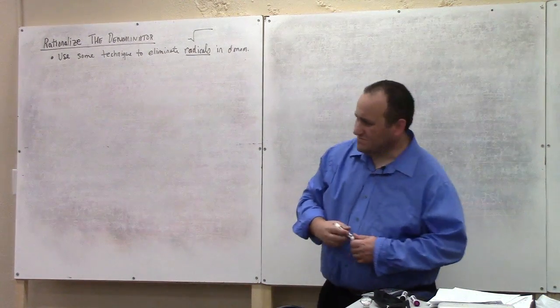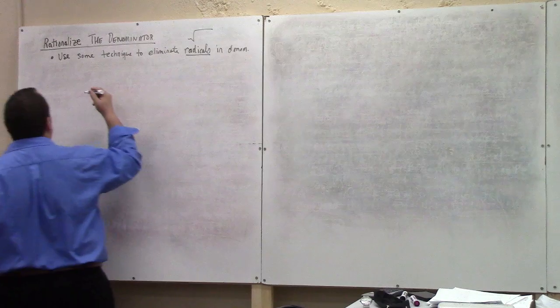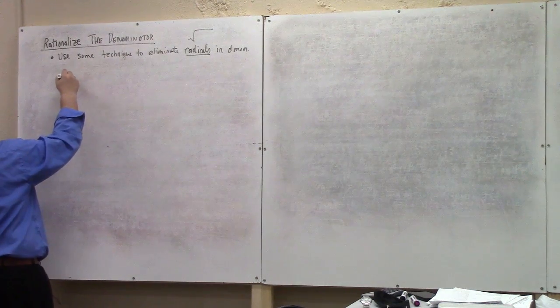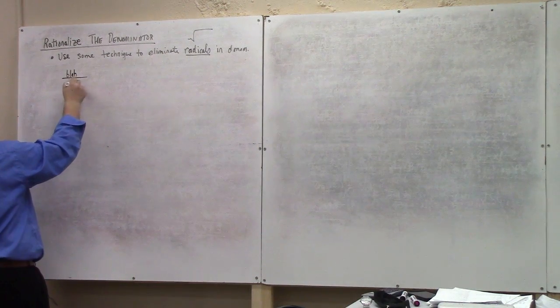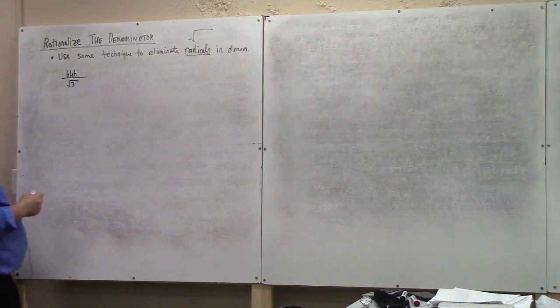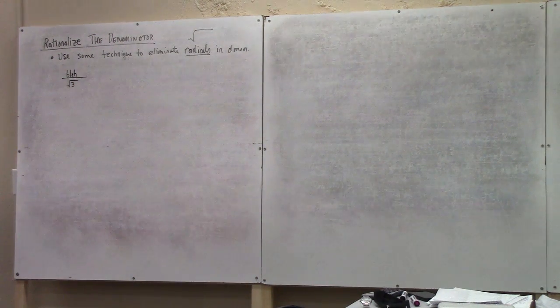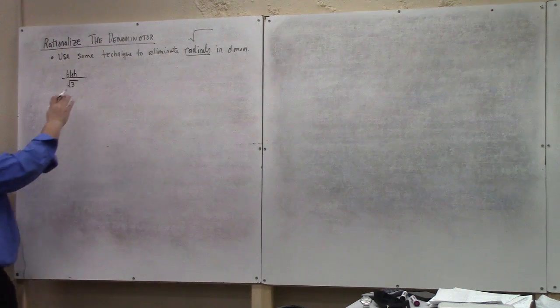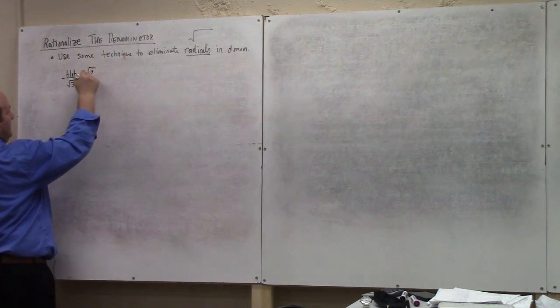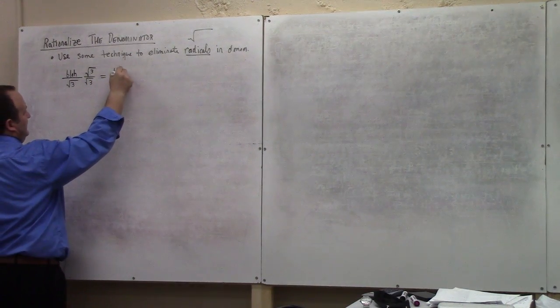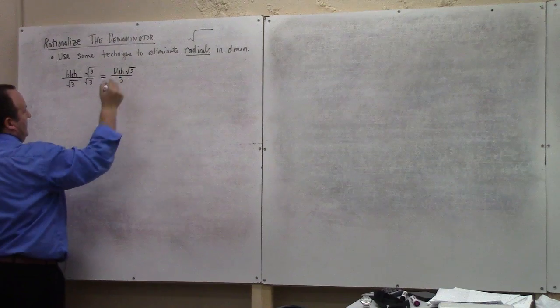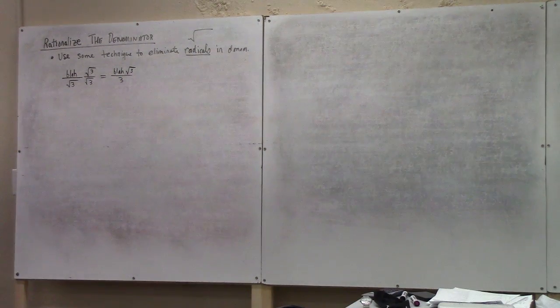So here's the basic idea. If you've got something like blah over the square root of 3, what you can do to get the square root of 3 out of the denominator is multiply by square root of 3 over square root of 3, which is 1. So it's blah, whatever that blah is, times the square root of 3 over 3. That's one thing you could do.